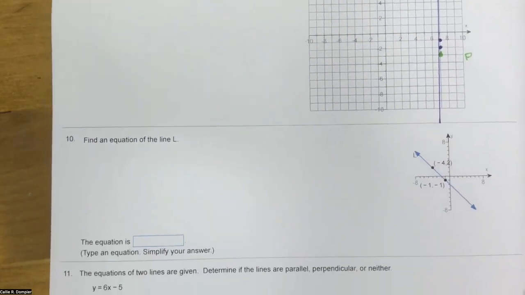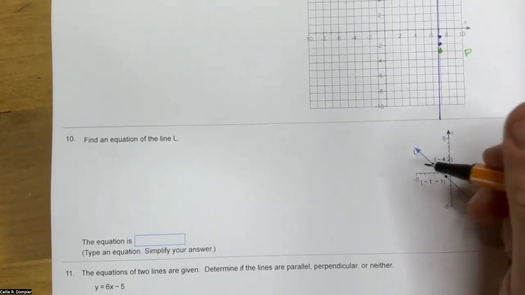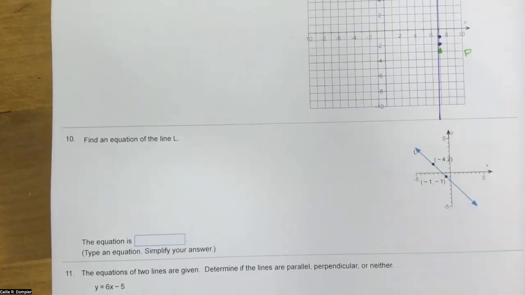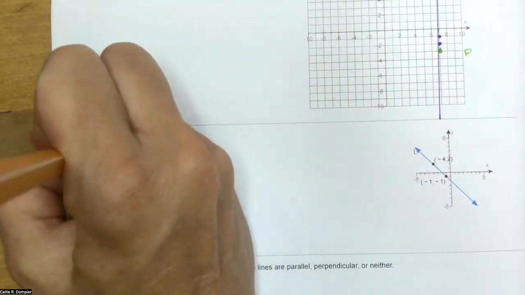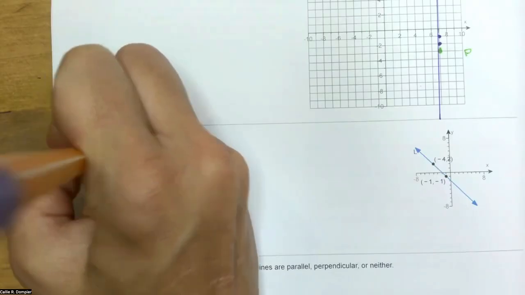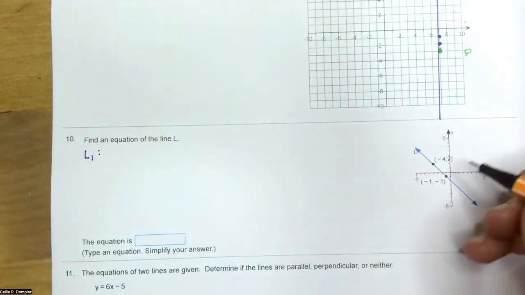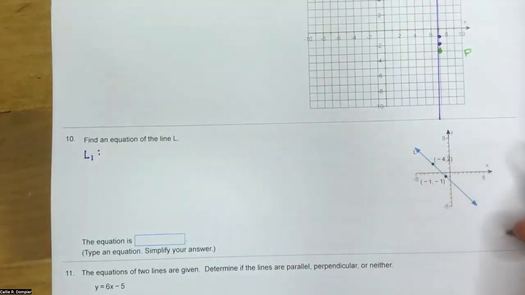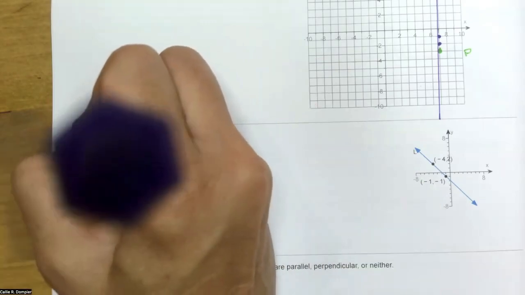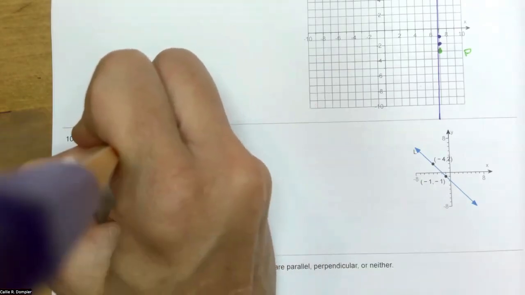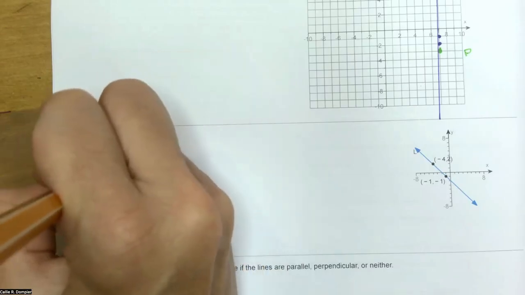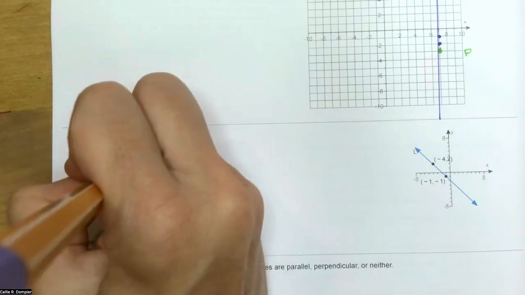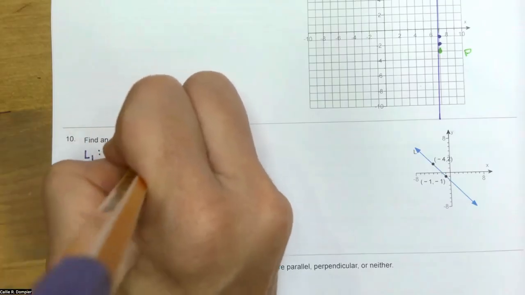Now, for number 10, they're asking us to find the equation of the line L. Here's the L. Good. All they give us really are 2 points. Okay, so we have the point, I'm going to call it L1. I like going from left to right on the x-axis to find which one I choose as the first point. So L1 is -4, +2. L2 is going to be -1, -1.